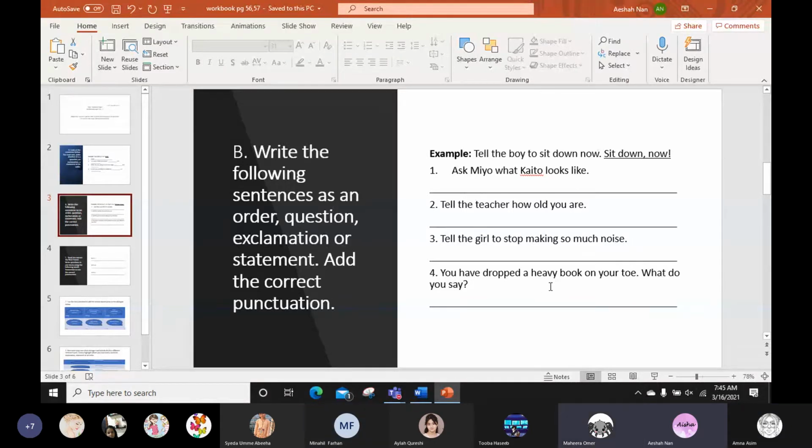Yes, this was an order. You have dropped a heavy book on your toe. What do you say? Ouch. And which mark has to be added? Exclamation mark. Very good. Now start writing.